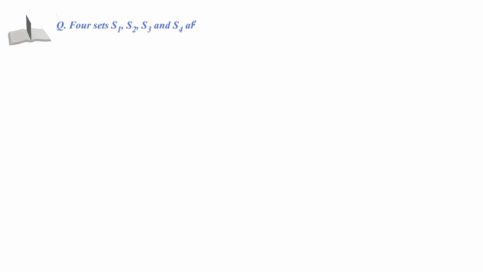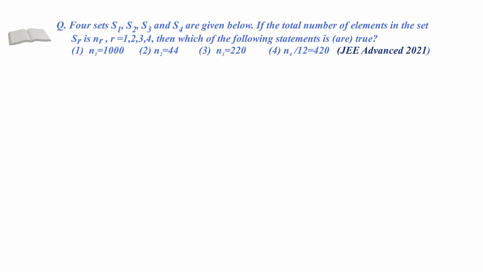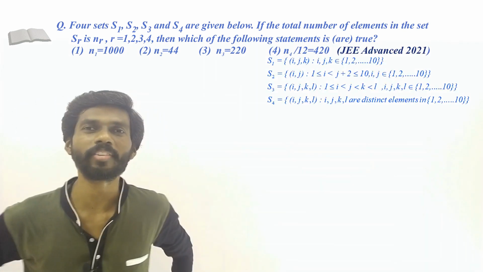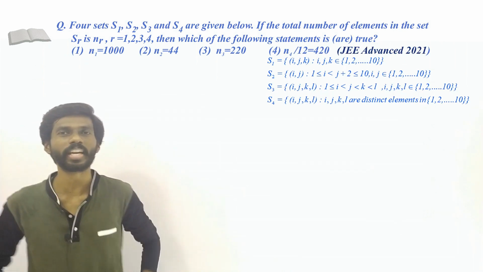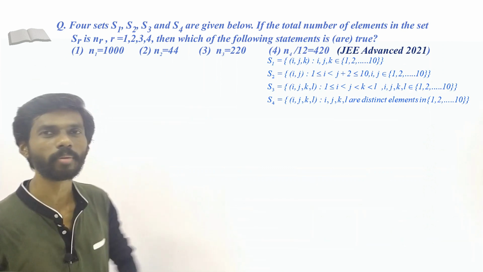Four sets S1, S2, S3 and S4 are given below. If the total number of elements in the set SR is NR for R equal to 1, 2, 3, 4, then which of the following statements are true? Alright, this question appeared in the exam very recently and it's a very simple question. We are given 4 sets S1, S2, S3 and S4. We need to find the number of ways to form these 4 sets. Alright, so let us do it one by one.